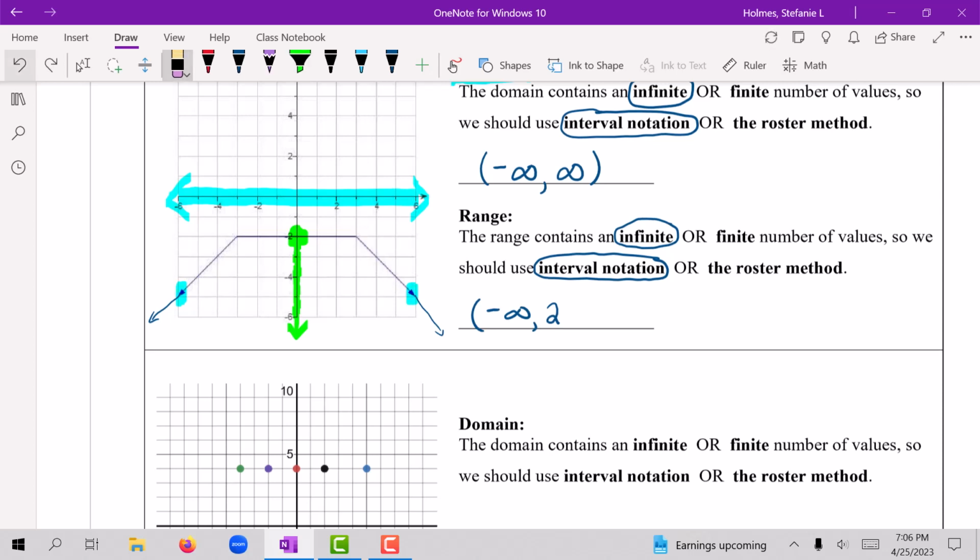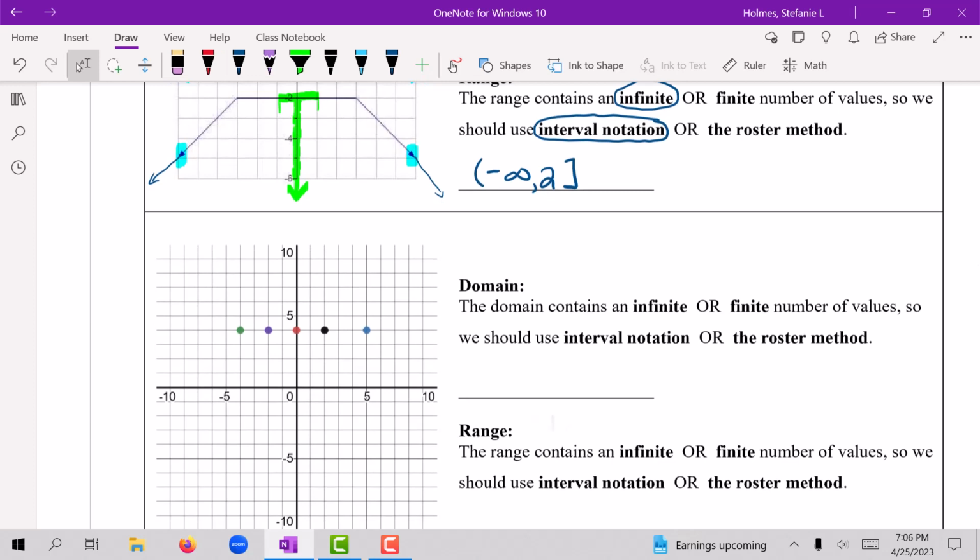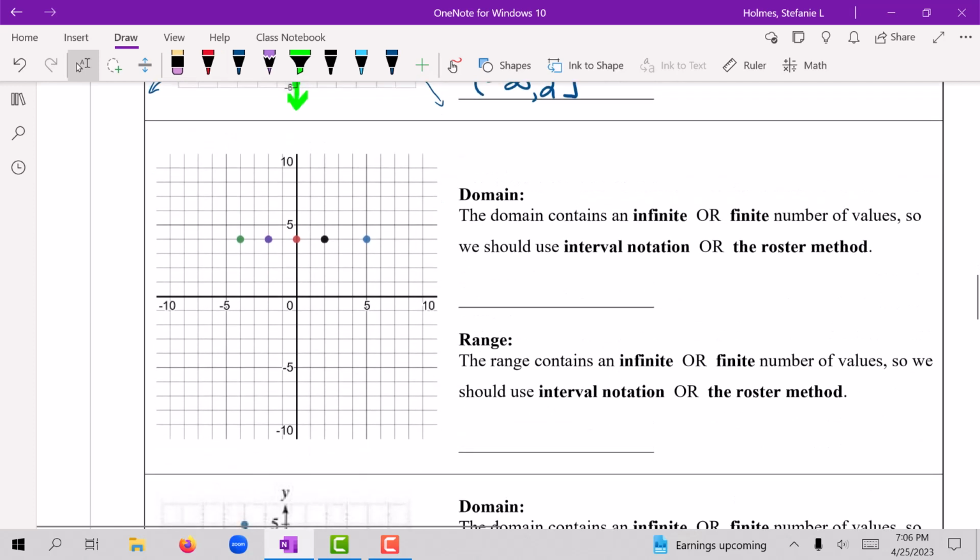So that means we should have a bracket. So negative infinity with a parentheses, comma 2, close bracket. I mean square bracket. All right, let's look at the next one.